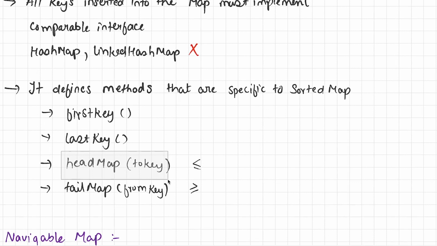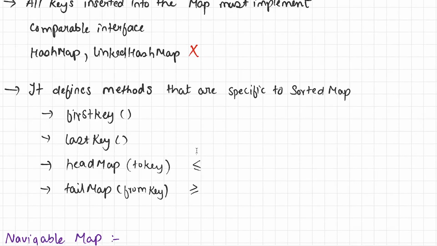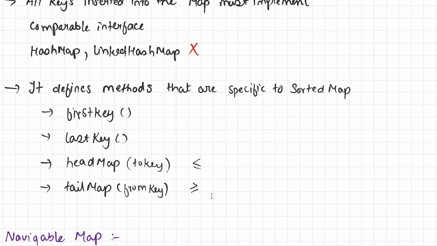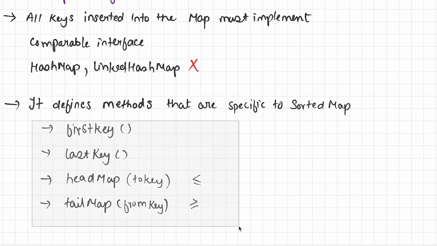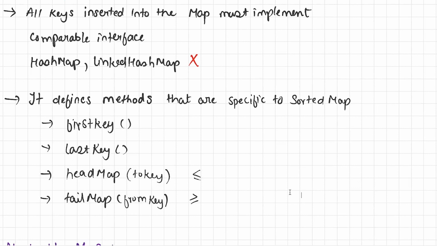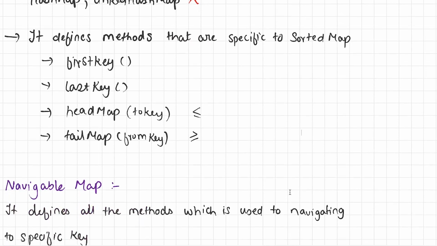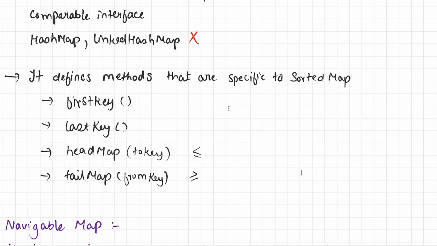headMap is a method that takes a key as the argument and finds a map of all the entries whose key is less than the given key. And similarly, the tailMap method takes a fromKey as argument, so it finds a map of all the entries whose key is greater than or equal to the provided key. If these methods are not clear to you, do not worry. We will see a practical demo of all these methods in the next hands-on demo. Now moving on, so this was all about the SortedMap interface.